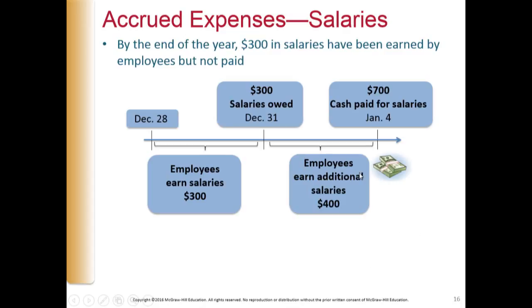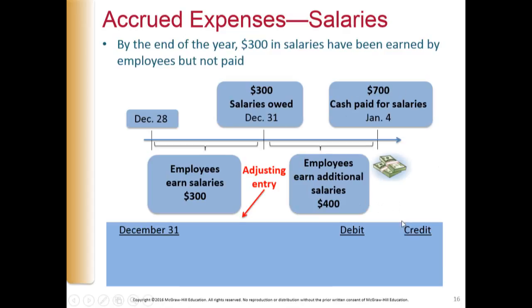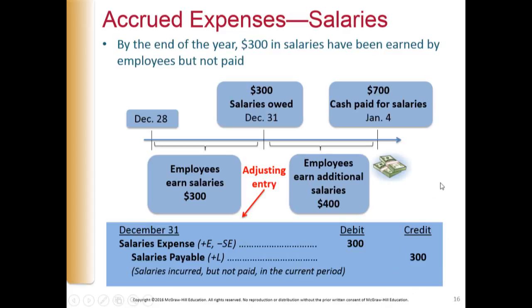So here's the rest of our example. We see that the other $400 that the employees earn is earned in the following year for a total of $700 in salaries. So to record the adjusting entry, and remember this is December 31st, on December 31st we need to reflect that we owe $300 in salaries to our employees. So we're going to record the expense of $300, and we're going to record the liability of $300.